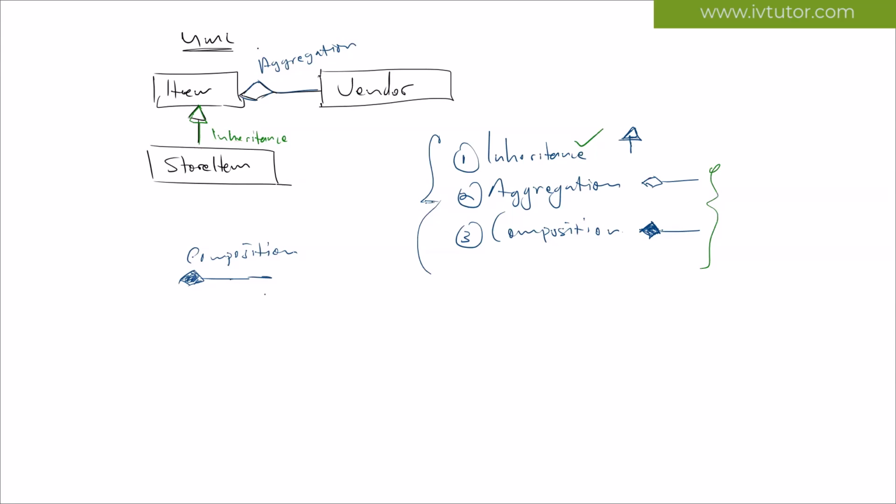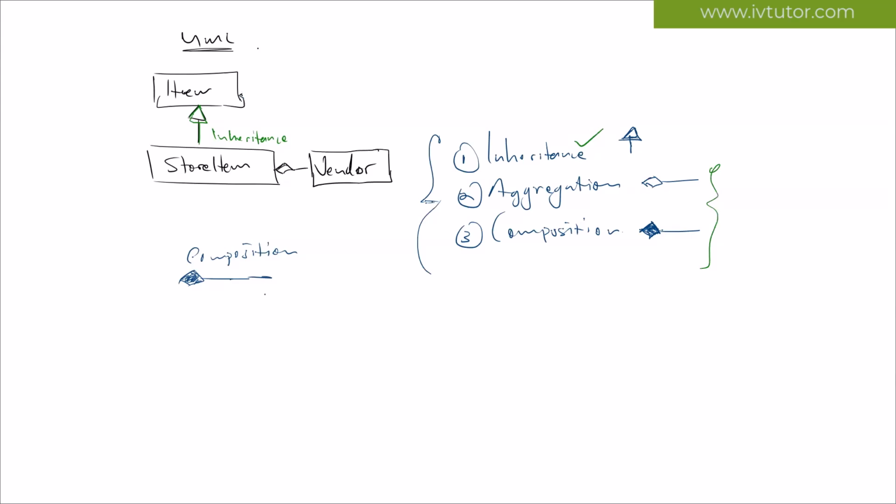Actually, I am wrong here. Sorry. I am very wrong. Our diagram actually, let's remove that. Vendor is inside store item, not in item. Sorry. So that means we should do it like that. Vendor. Like that. And that's our aggregation there. Okay, that's our diagram.